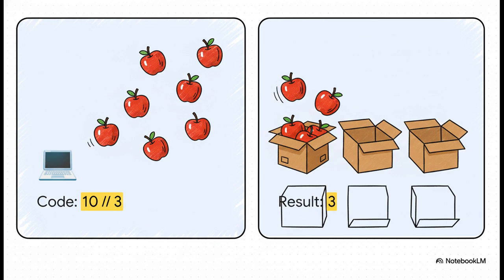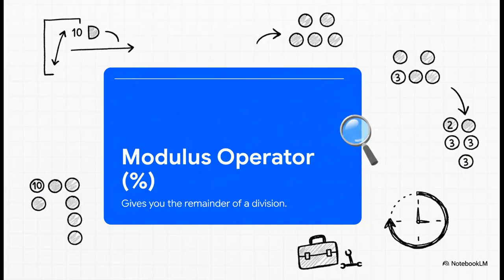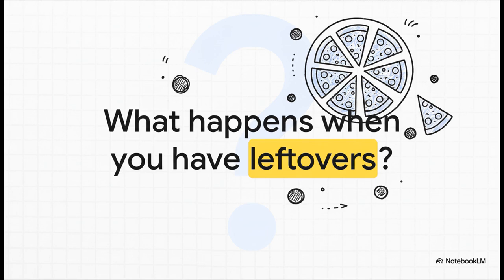Think of it like asking, how many full boxes can I pack? But what if the leftover part is all you care about? That's where the modulus operator, the percent sign, comes in. And I'm telling you, this little guy is a secret weapon. It doesn't give you the result of the division, it gives you only the remainder. It's how you check if a number is even or odd, or create cool patterns in games. It's incredibly useful.